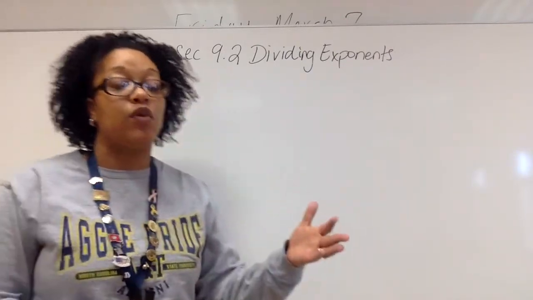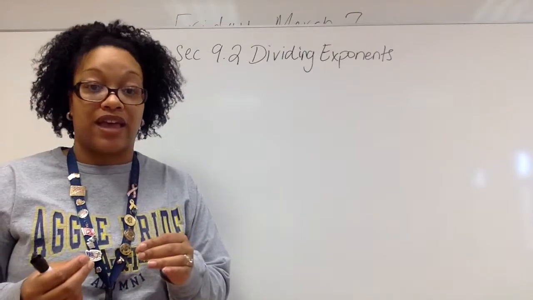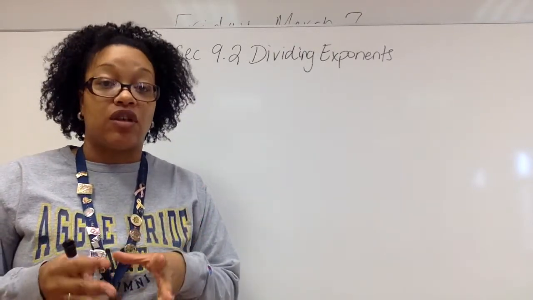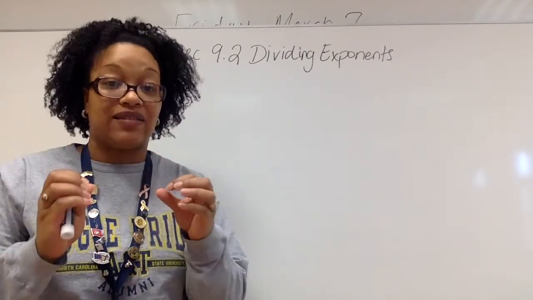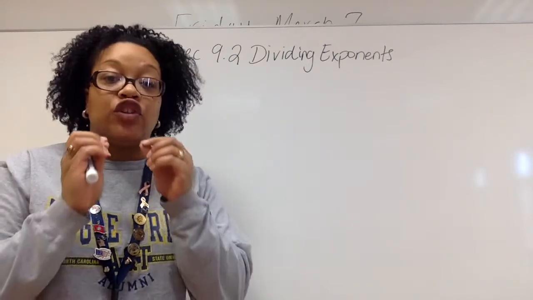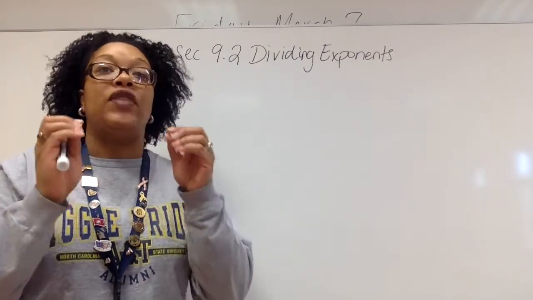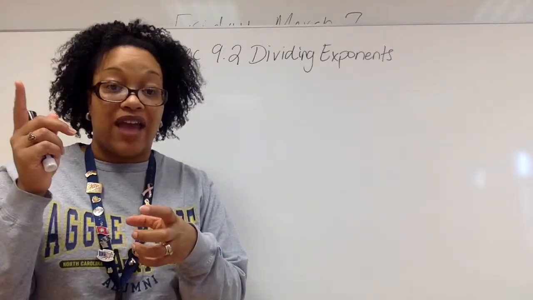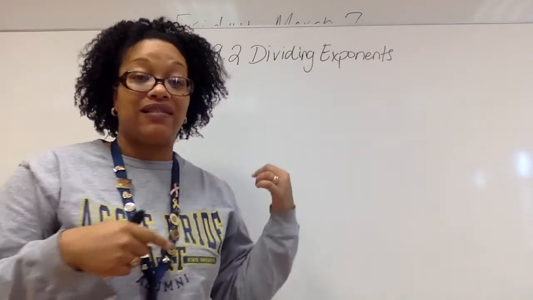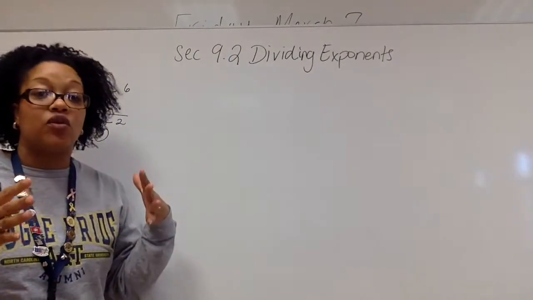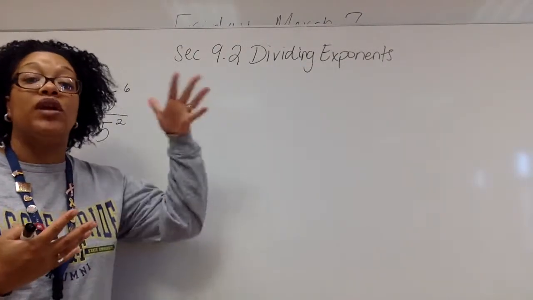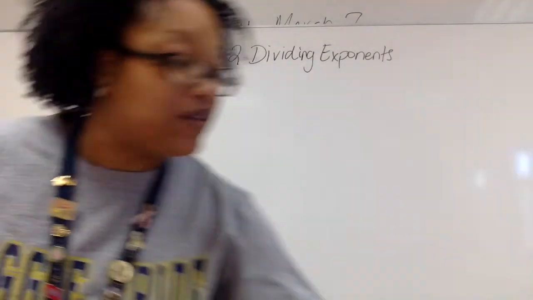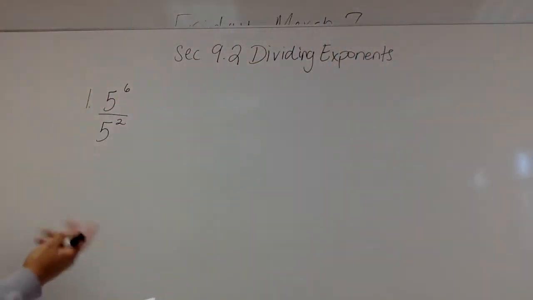So in section 9.1, we talked about multiplying exponents, and you learned that when your bases are the same and you're multiplying them, the shortcut is you can simply add the two exponents. Well, in today's lesson, we're going to find another rule very similar to that when we are dividing. So let's look at example 1.